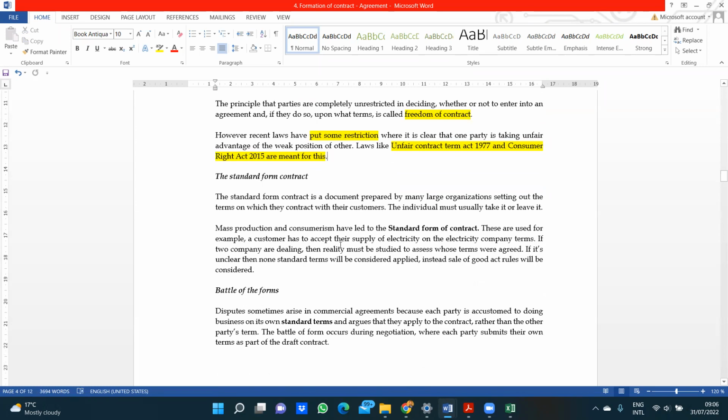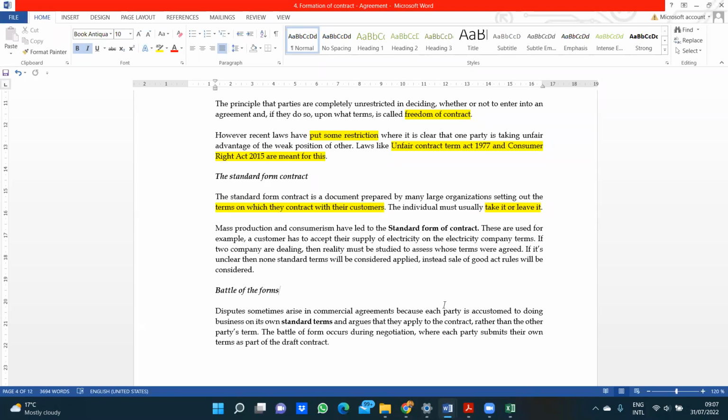The standard form of contract. Again, standard form contracts are documents prepared by larger organizations. They are of a generic nature. The standard form of contract is a document prepared by many large organizations setting out the terms on which they contract with their customers. The individual usually has to take it or leave it. There is no negotiation here because these are sent to the general public. They just fill in the form and sign it.